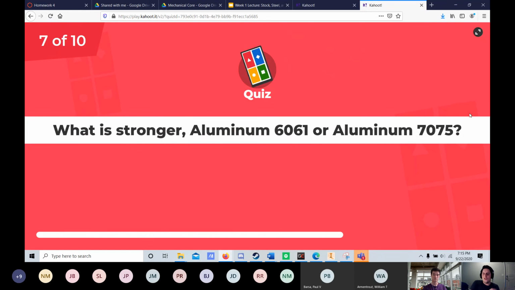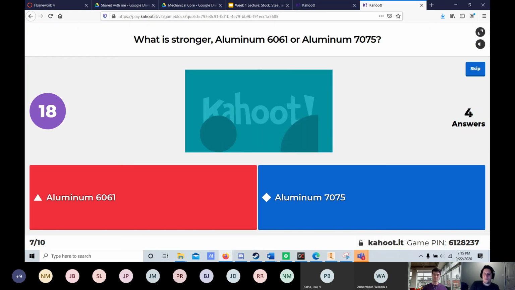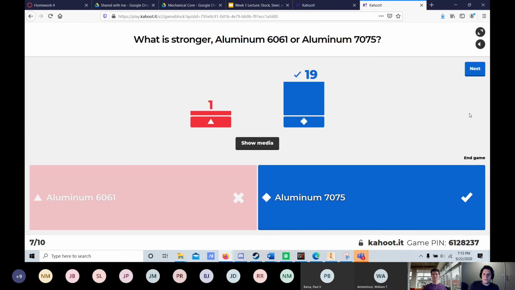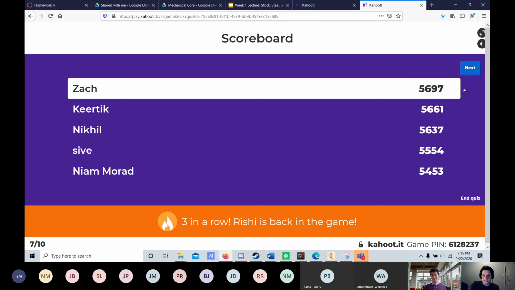What is stronger, aluminum 6061 or 7075? All right, very nice, very nice. Keep going. Oh, this is neck and neck, guys. All right, let's see.